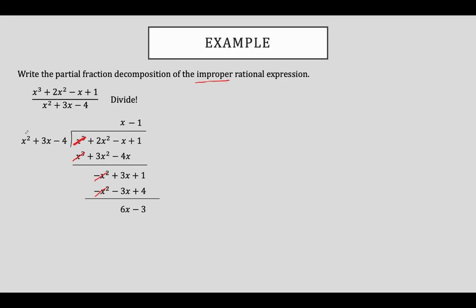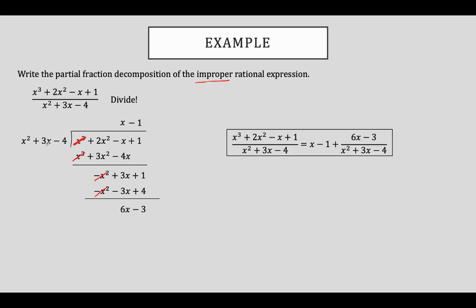Now notice, x squared does not go into 6x. That tells me that 6x minus 3 is our remainder. And to write our solution to this division, we have x minus 1 plus our remainder divided by our divisor. So x cubed plus 2x squared minus x plus 1 divided by x squared plus 3x minus 4 equals x minus 1 plus our remainder, 6x minus 3, divided by our divisor, x squared plus 3x minus 4.